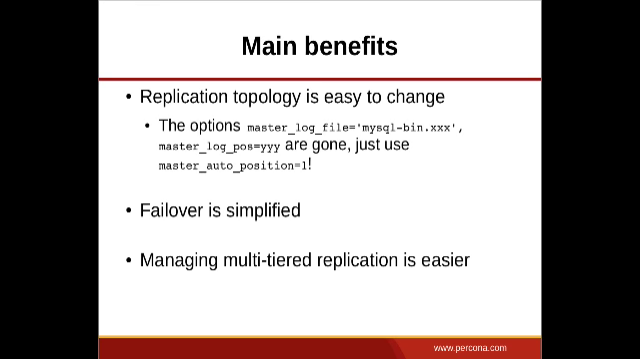So this is great. For failover, of course, this is very beneficial because it's simplified. Same thing if you have multi-tiered replication, it's much easier to manage. So if you have a relay master, so a slave which is the master of several other slaves, it's very easy if it fails to simply reconfigure the final slave to be a slave of the original master.